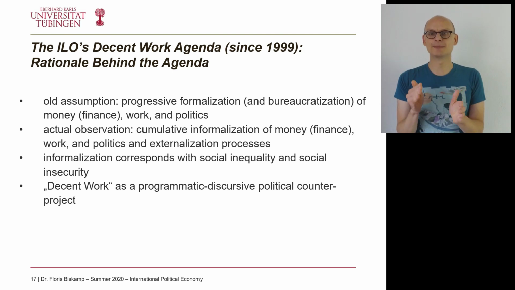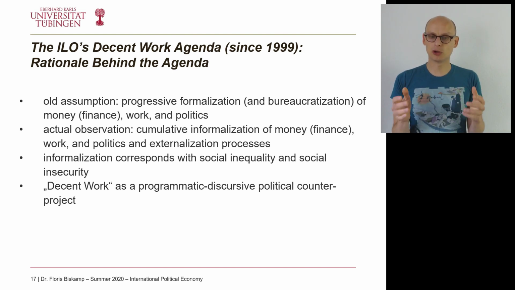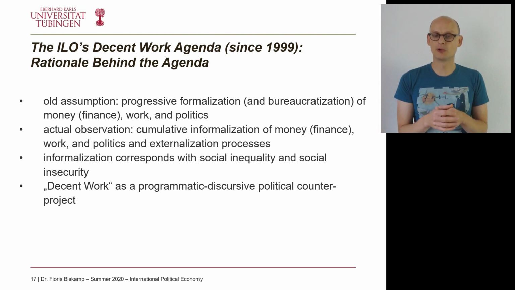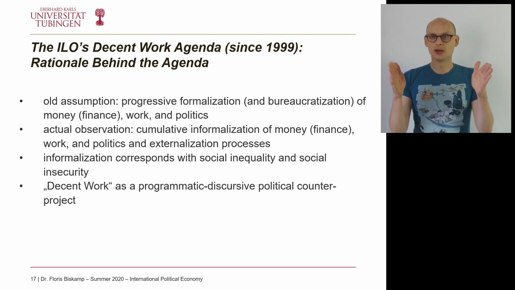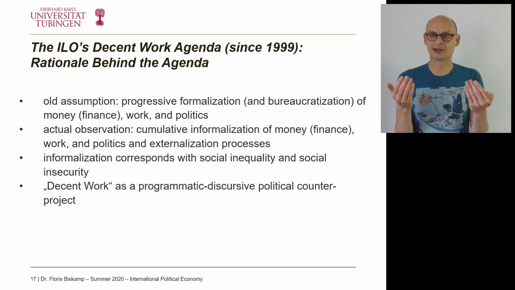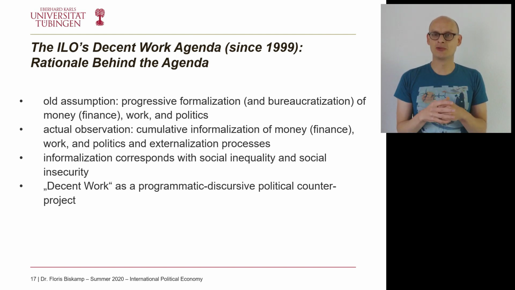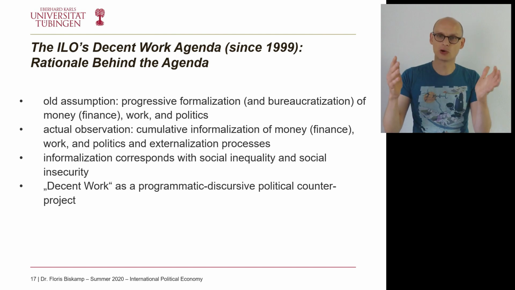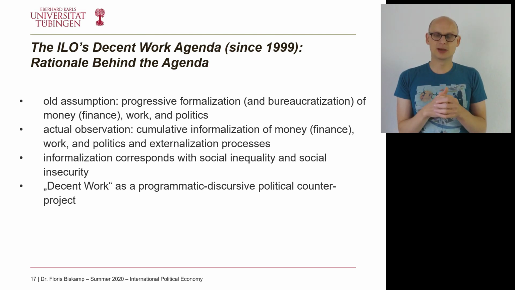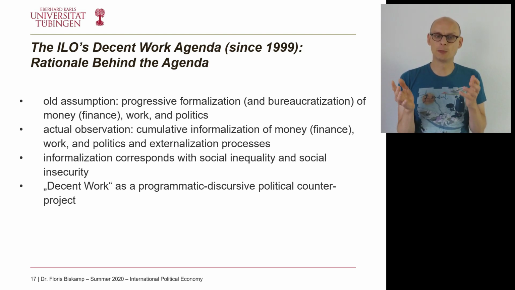So the old assumption for much of the middle of the 20th century was that we witness a progressing formalization and bureaucratization of capitalism, which means that money or finance is more and more formalized and bureaucratized, work is more and more formalized, and politics is more and more formalized. So processes of work happen under state regulation and legal regulation to an ever-raising degree, because we have stronger unions, we have more collective bargaining, we have stronger welfare states, and all this. And if we look at Western Europe and the United States for much of the 20th century, this is kind of what we see.